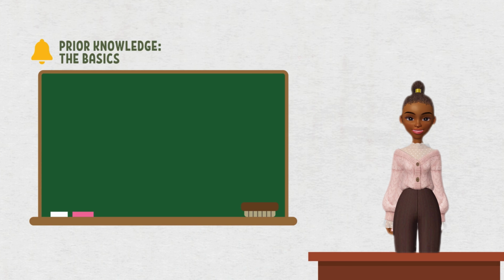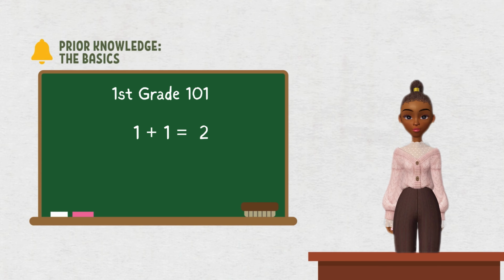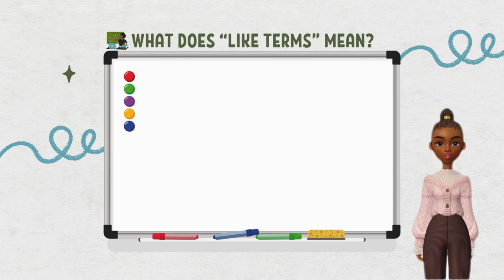Now, let's talk about the basics. Little did you know, in the first grade, you were already combining like terms. It's just they were called numbers. You combined 1 and 1 and made 2, and you also combined 3 and 1 and made 4. The difference between then and today is we're adding a letter to the end of it, and that's called a variable. So what does like terms actually mean?